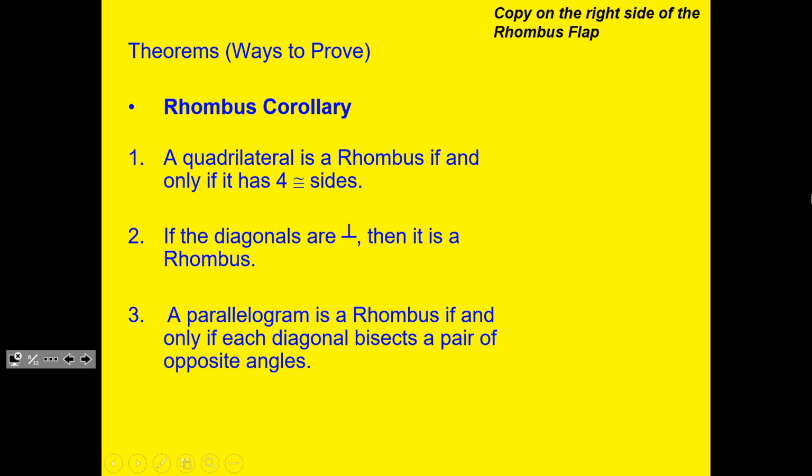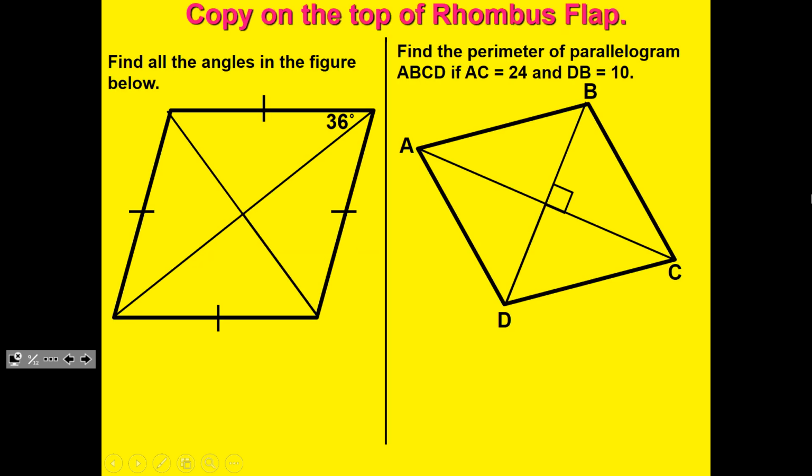Okay, so for our first picture, you're going to draw this rhombus. So we know it's a rhombus because they marked that all of the sides were congruent. Okay, and you need to label this corner up here as 36 degrees. You don't need to write the sentence above. Just draw the picture. And we're going to solve for all the missing angles.